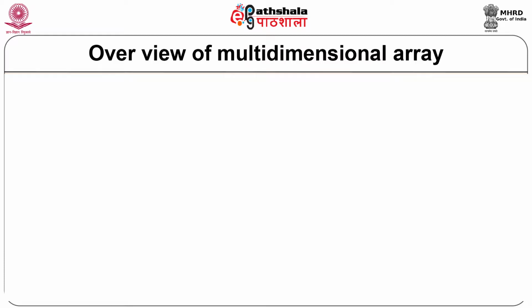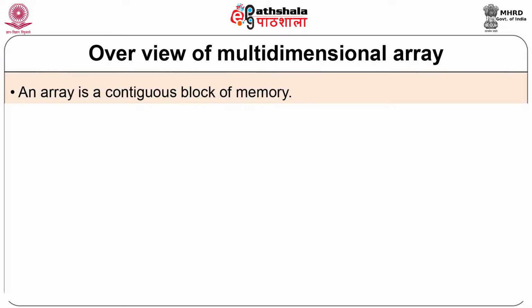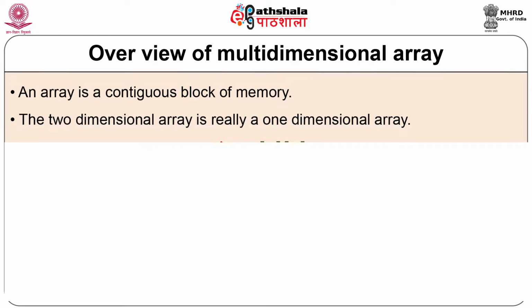Overview of multidimensional array. Let us take an overview of multidimensional array. You can think of multidimensional array in different ways in C language. An array is a contiguous block of memory. The two-dimensional array is really a one-dimensional array. Each of its elements is itself an array.